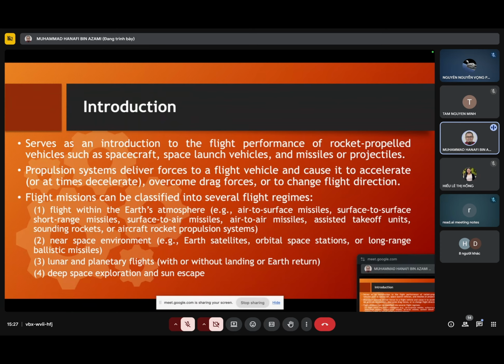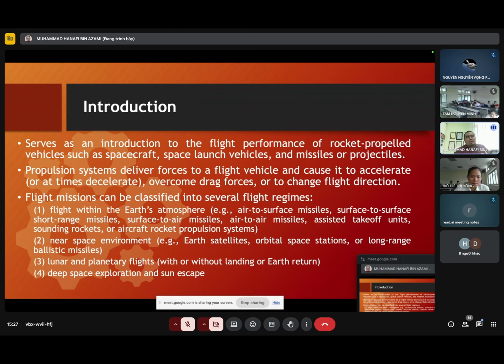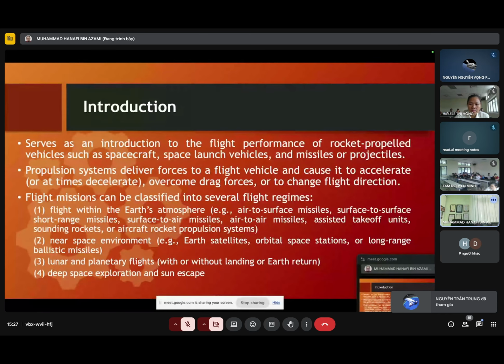So, of course, in the atmosphere, you know that at lower altitude, you have air. You have air, so you have a lot of pressure. You have lots of gases. So these gases contribute to drag.